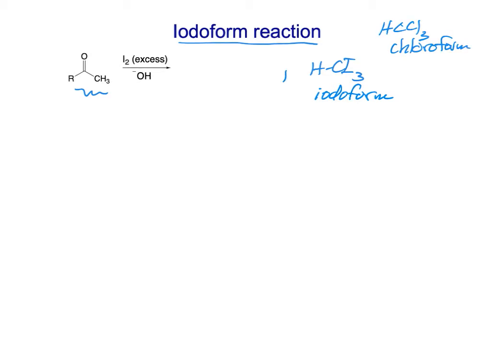So the other product ends up being the carboxylate anion. Now, this was used as a qualitative test because iodoform is kind of a yellowish or orange color. And so carrying out this reaction on some unknown material and getting a yellow product indicated the presence of the methyl ketone. All right, so let's look at how this reaction takes place.